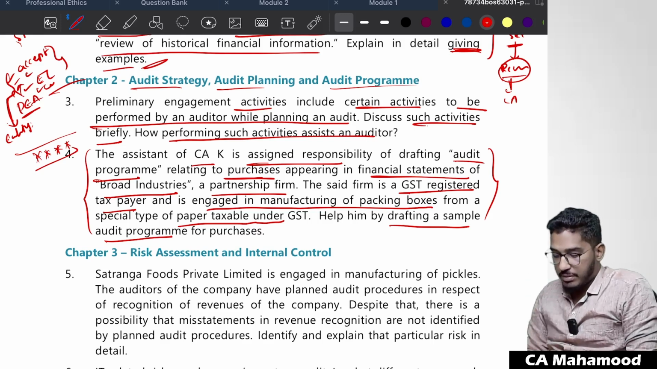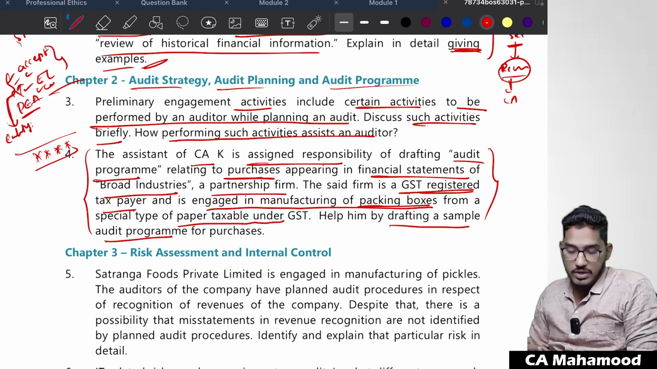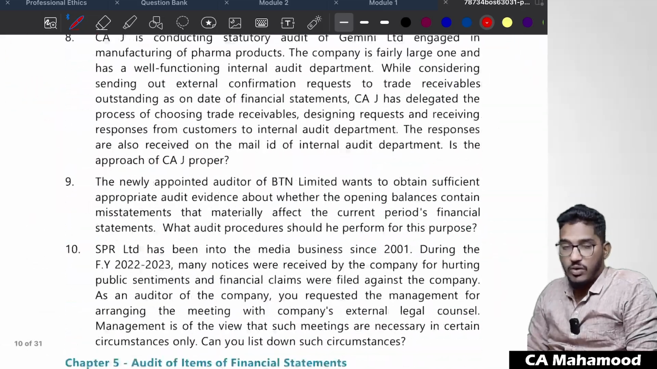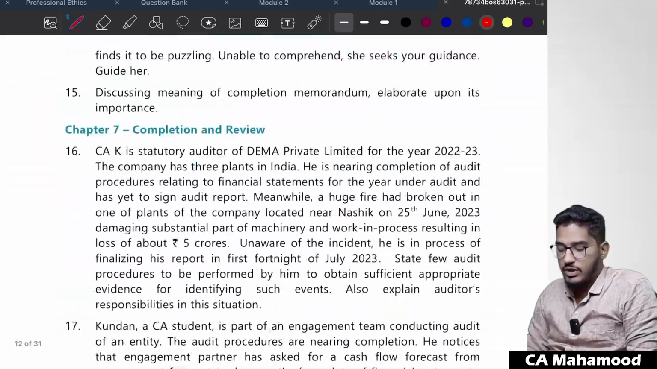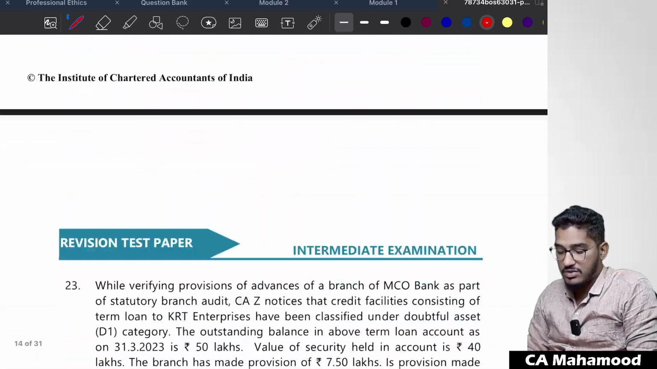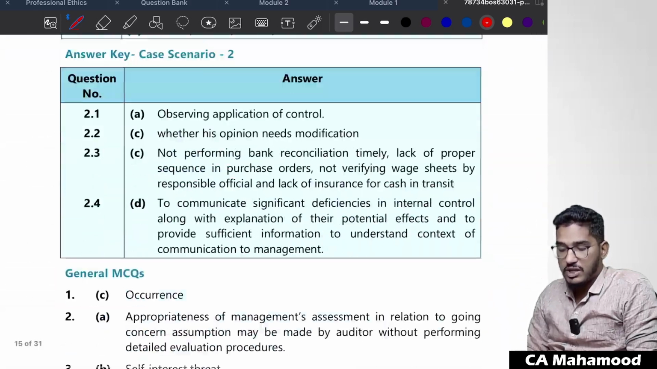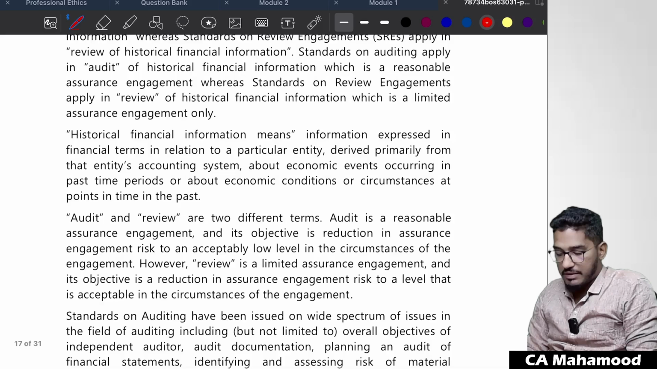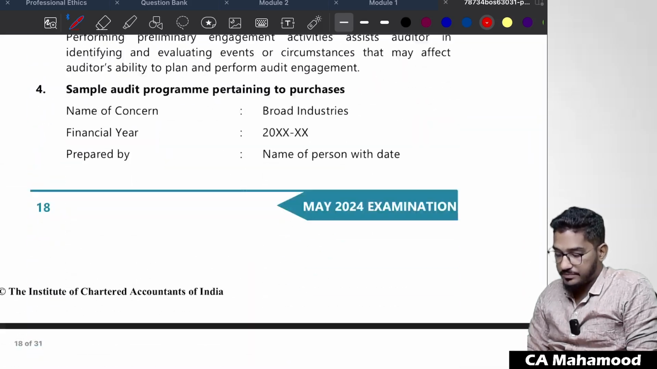They gave details regarding purchases also, like the company is a GST registered firm. It is engaged in the manufacturing of packing boxes from a special type of paper, which is taxable under GST. So they are a registered person, they pay GST on their purchases. So if you are an auditor, how will you plan the audit program? As we know, an audit program should contain details of instructions or audit procedures which are required to be performed for the given area. So what kind of audit program should be developed for the purchases in the given case?